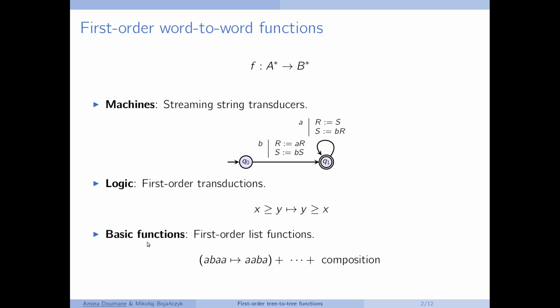The third characterization is based on basic functions, which generate by composition the whole set of first-order word transductions. These basic functions are called first-order list functions. An example here is the reverse function, but of course we have many other such functions, and we saturate them by composition.